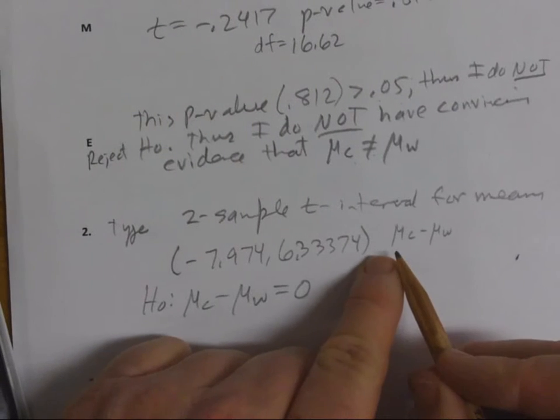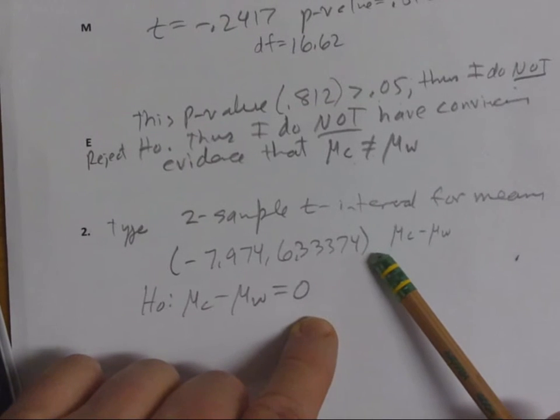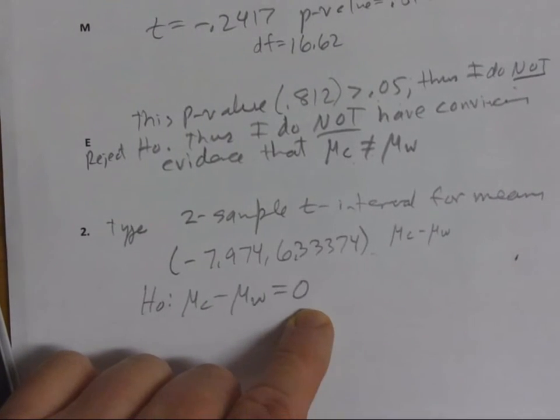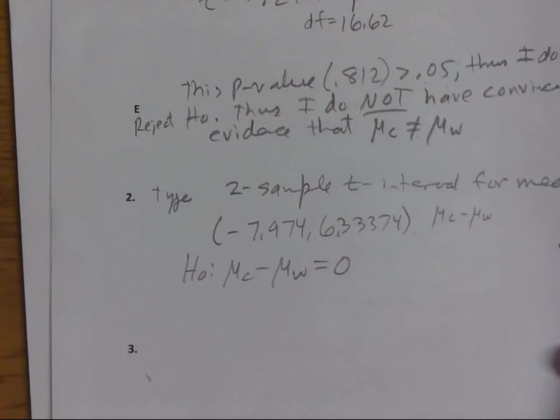If 0 had been outside the interval, like if all of them had been positive, or all of them negative, whatever, but if 0 is outside the interval, then it is not a plausible value, and it should be rejected, and we should get a low p-value. And so, as we've talked about before.